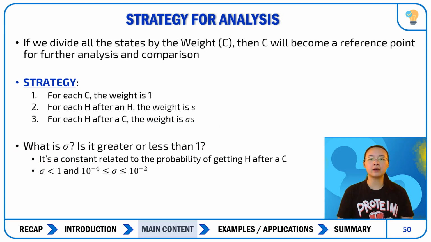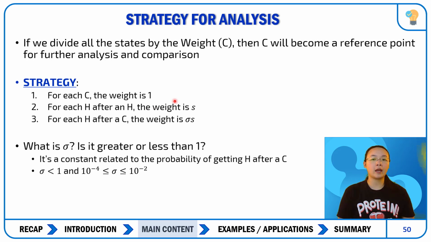So if we divide all the states by the weight of C, what this is going to do is give us a reference point for further analysis and comparison. So that means if I divide the weight of C by the weight of C, I just get 1. So we can assume WC is equal to 1. Makes things a lot easier and straightforward.